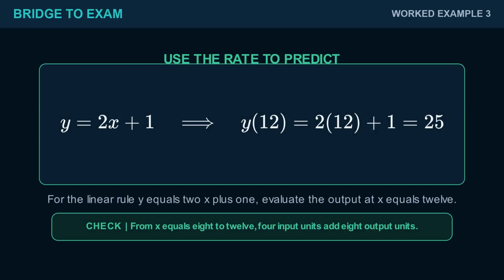Worked example 3. For the linear rule, y equals 2x plus 1, evaluate the output at x equals 12. Twice 12 plus 1 is 25. Check. From x equals 8 to 12, 4 input units add 8 output units.